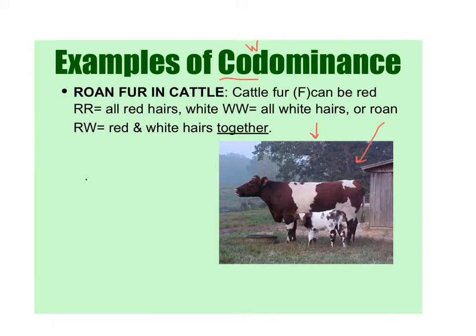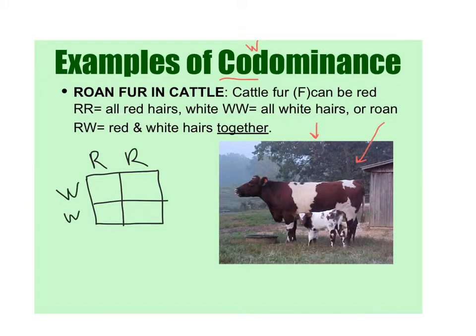So doing a little Punnett square, we'll say the dad cow is totally red, he's all red. The mom cow is totally white. Well, when they have little baby cows, they're all going to be RW, RW, RW. All the baby cows are going to look like that. So they're all going to have patches, some patches of red, some patches of white.